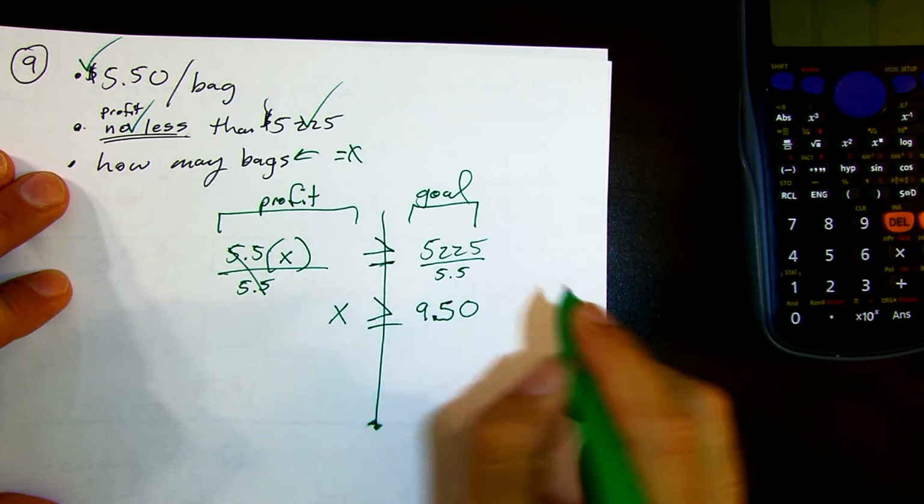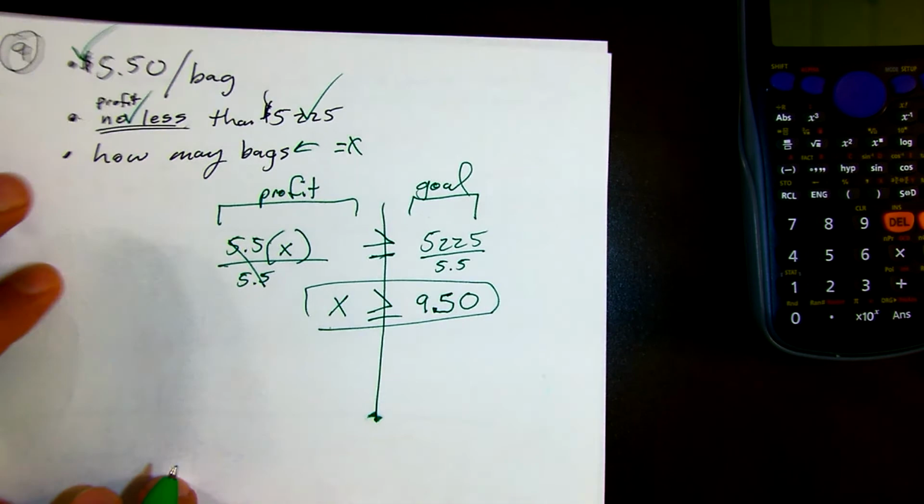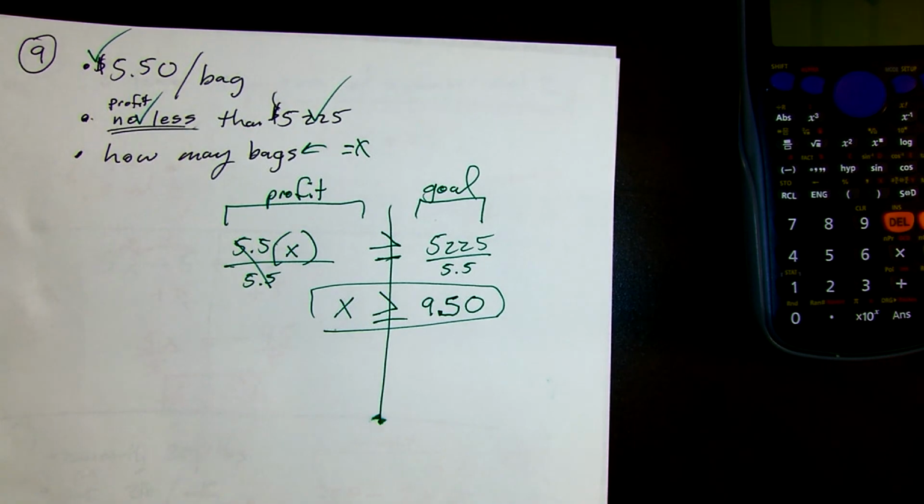5.5. We didn't divide by a negative, so the inequality stays the same direction. And 950. Whoops. Just kidding. 950. Yeah. Okay. All right.